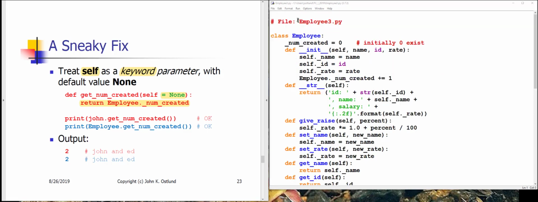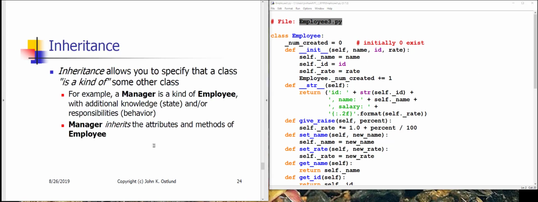I do have a file, employee3.py, that implements this private class variable _numCreated. All right, the last thing we're going to look at in this lecture is inheritance, the idea of describing one class as a kind of some other class.